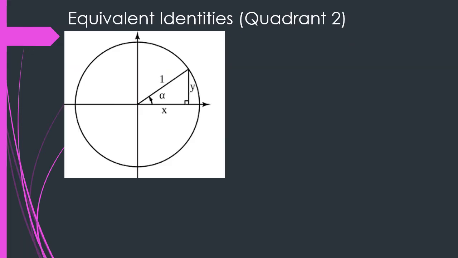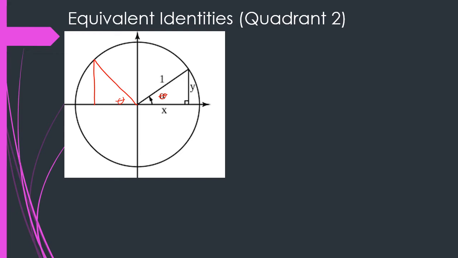Equivalent identities. So we're going to start with quadrant 2. So we have a triangle there. I'm going to get rid of that alpha symbol and just make it a theta, because that's what we're sticking with. It's the unit circle, radius 1, you have x, you have y. We're going to go into quadrant 2. So we're going to draw that same triangle. And that related acute angle is theta, so that means that's also theta.